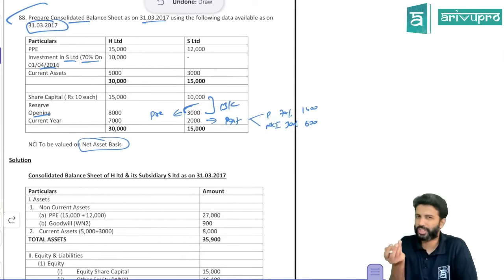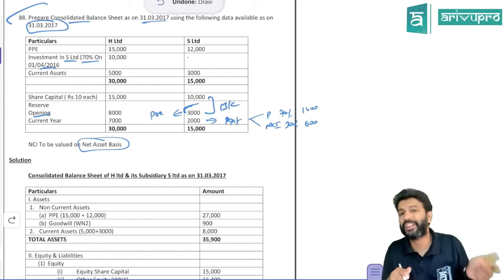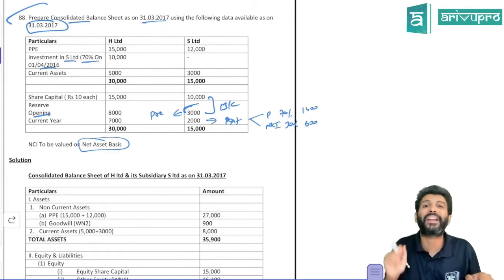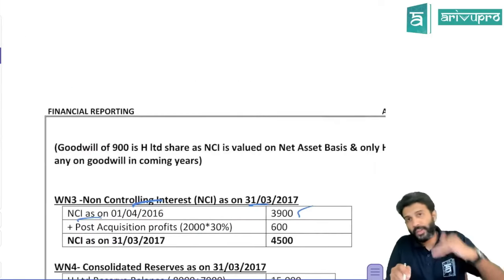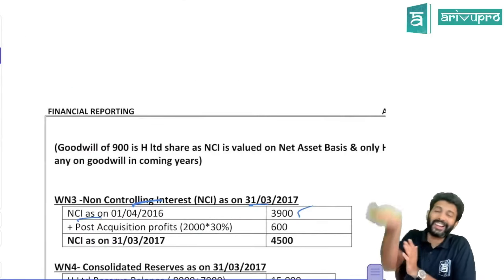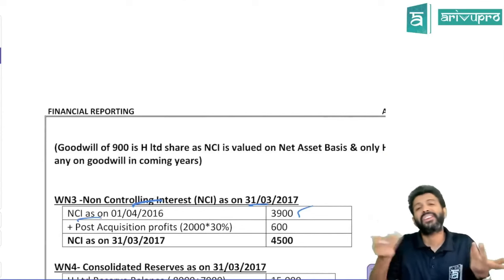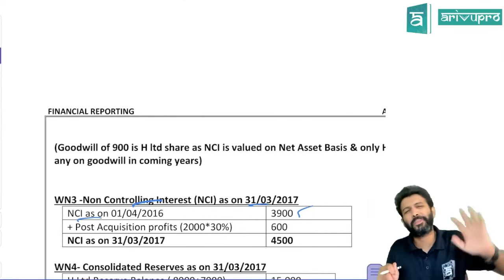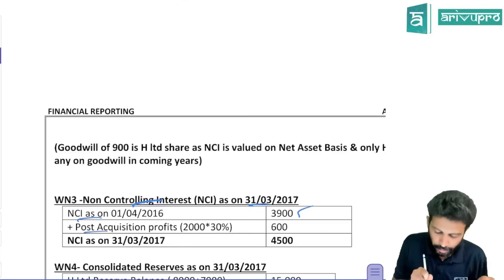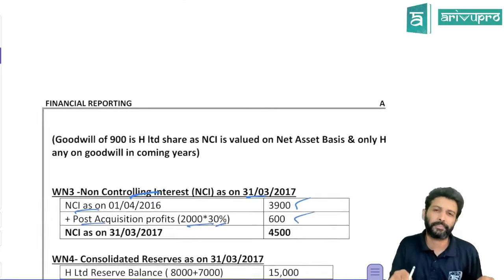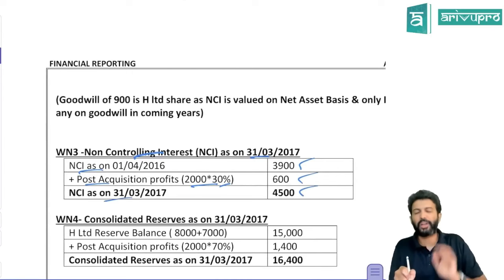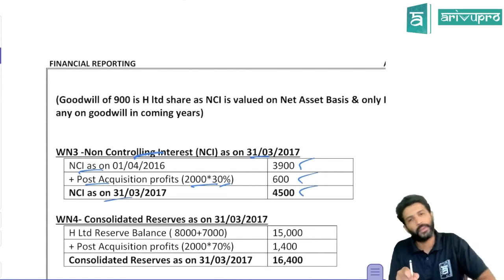Why do we add post-acquisition profit? Whenever a company makes profit, its net asset balance will increase. If they make a loss, the net asset balance will reduce. That's the reason: if the subsidiary makes post-acquisition profit, the subsidiary's net assets will increase. If the subsidiary's net assets increase, the parent's share and the NCI's share also will increase. That's the reason we add post-acquisition profit, 30% of 2,000, which is 600. There is no other adjustment. So NCI at the end of the year becomes these two added, which is 4,500.